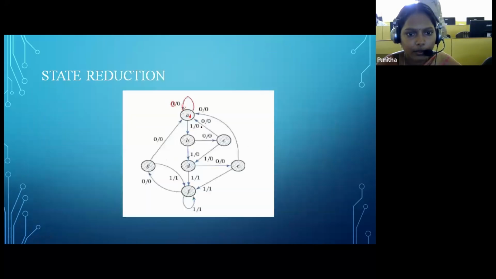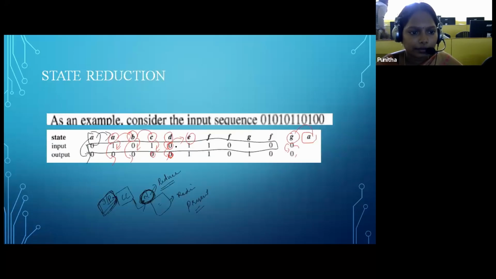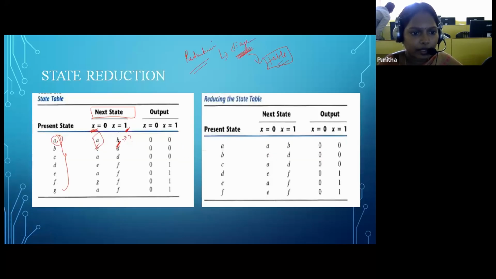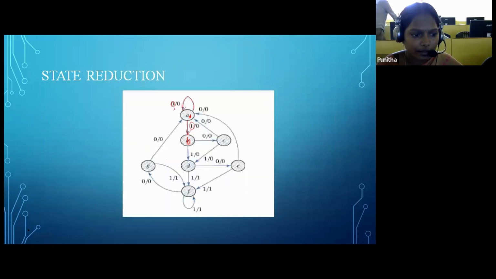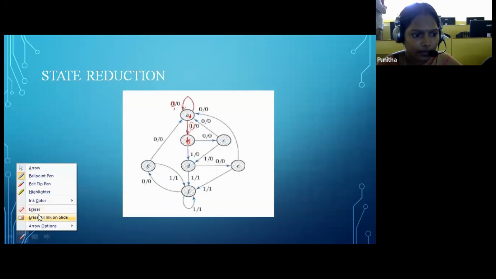For A, I'm going to check whether another input is applied or not. Yes, A has the input 1. After passing 1 to state A, the next state will be B. So the next state will be B. Yes, one state is finished.